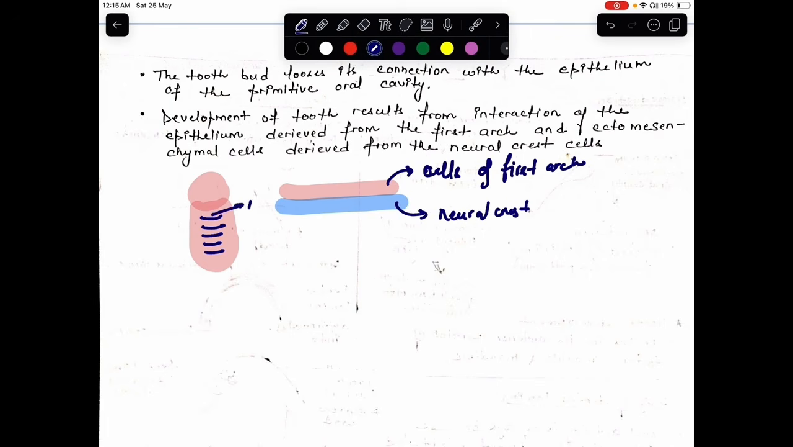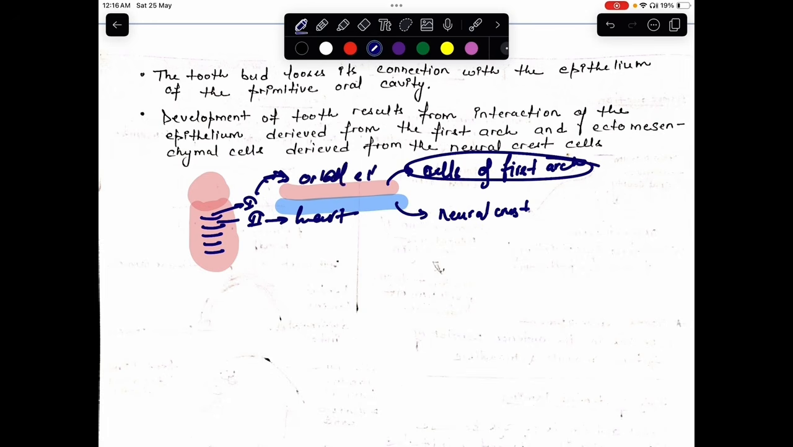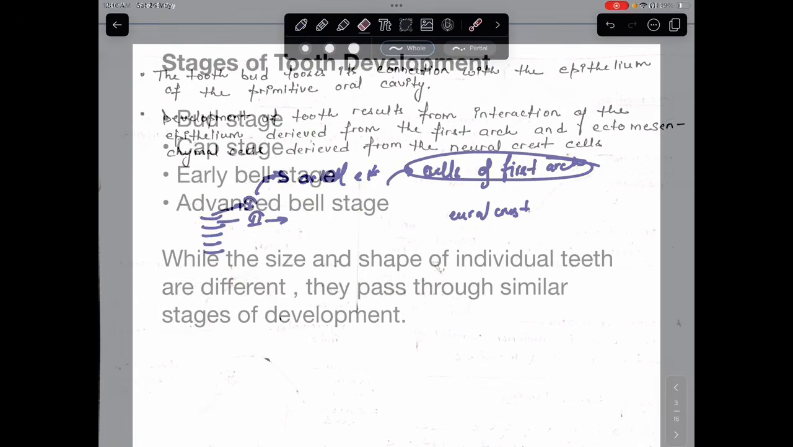So this is the first arch. This is the second arch. The second arch will, let's say, give rise to heart. So the first arch will give rise to this oral epithelium. We're telling you this, the origin of this oral ectoderm. Okay. So this is it for the first topic, and I'll start with the second topic.